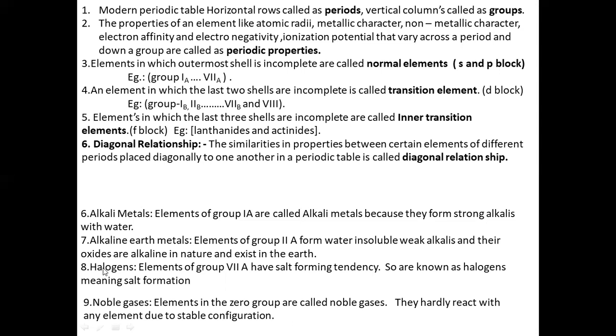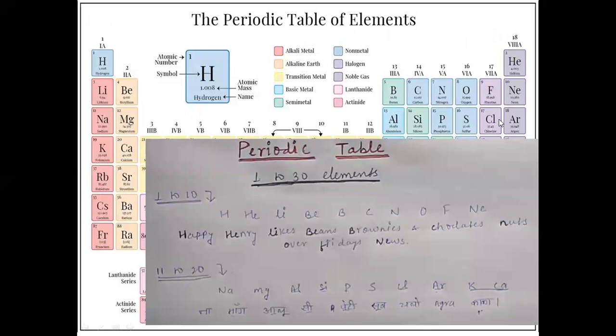Then when you go to the right side, halogens. Group 7A has a salt forming tendency: chlorine, fluorine, bromine, iodine. They are known as halogens, meaning salt formation. NaCl, sodium chloride, the salt we eat, has salt forming properties. Fluorine and chlorine come in here. They are halogens, this entire group 17.